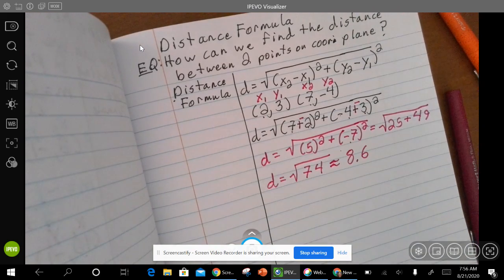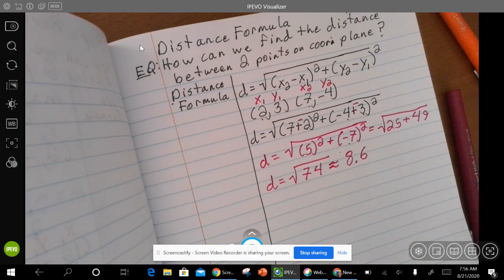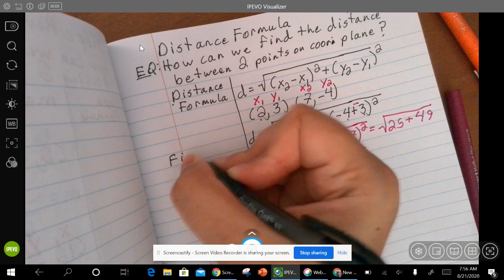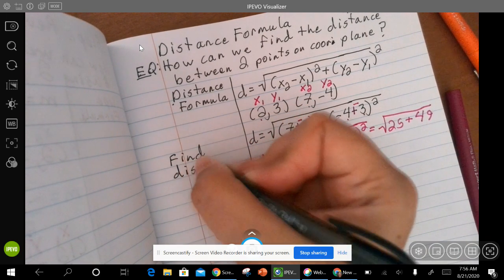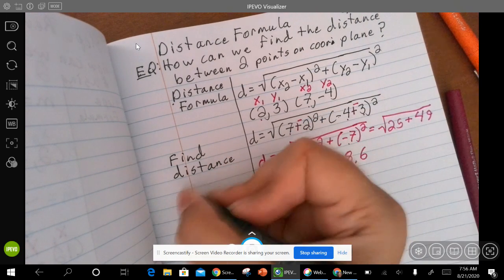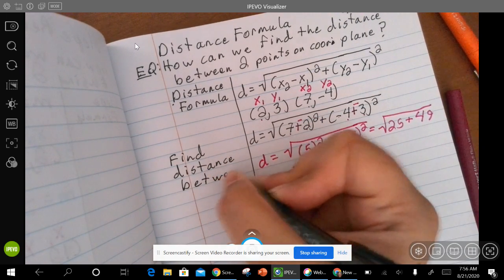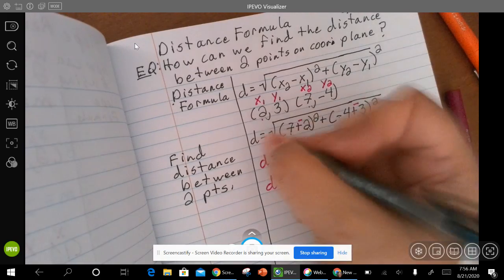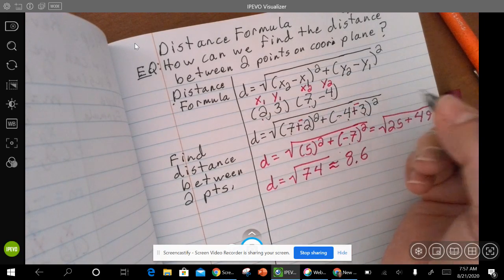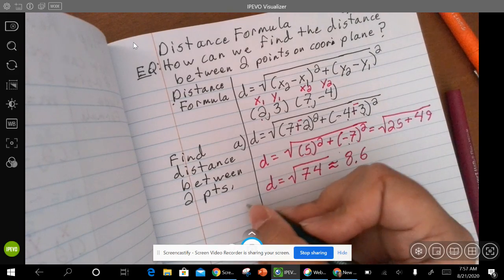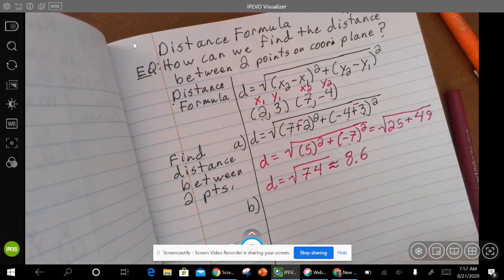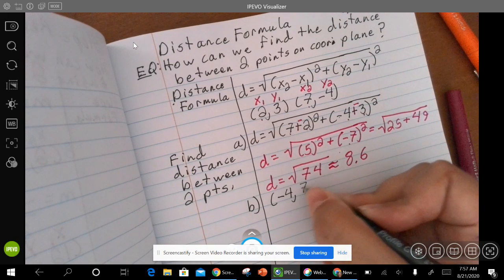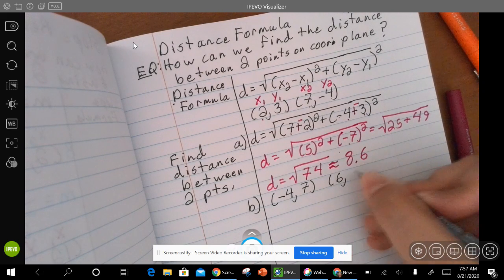Okay, so we're finding the distance between 2 points. Pts, the abbreviation for points. So this one is going to be our first one. And we're also going to do another example. So we have 2 more points. Let's say we have a negative in here. So -4 and 7, and our second point is at 6, 3.